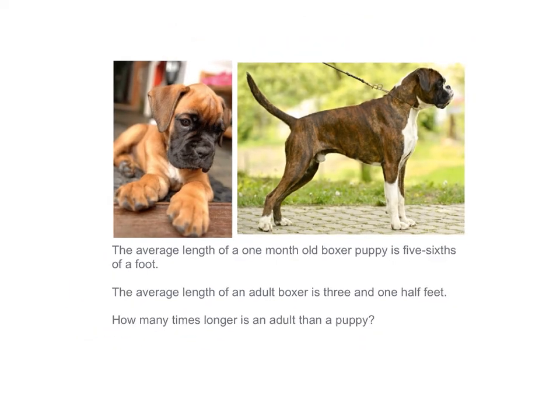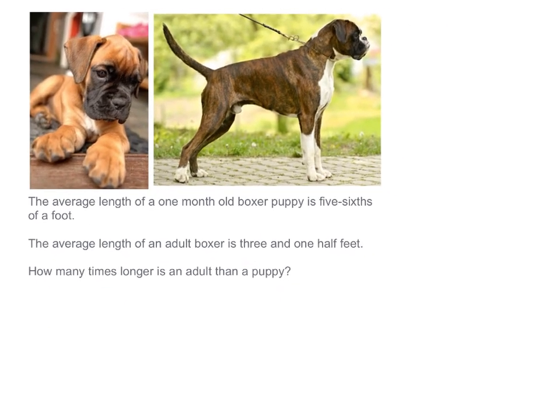First thing I would probably do is pause the video and get this all written down. Second thing I would probably do is go ahead and give it some numbers, okay? So let's do a little translating here. For the puppy, 5/6. For the adult, 3 1/2. Okay, how many times longer is an adult than a puppy? Now that can be kind of tricky when we start thinking about these fractions. Like, oh, man, how many times longer is 3 1/2 than 5/6?